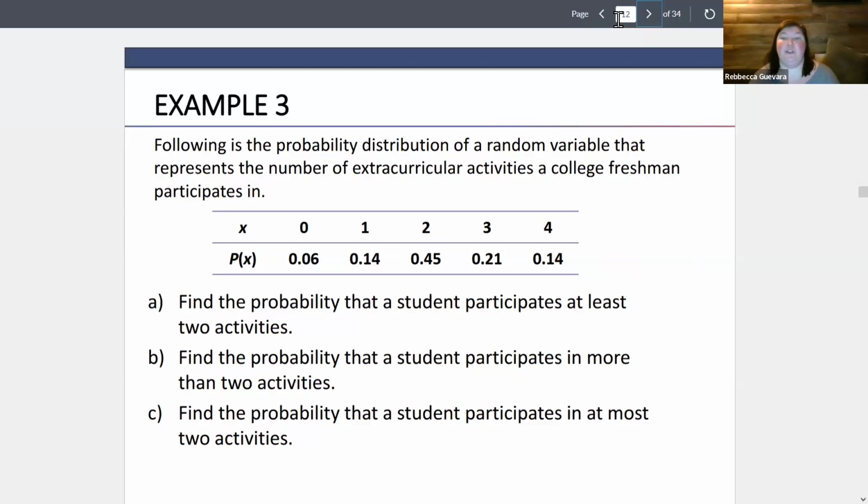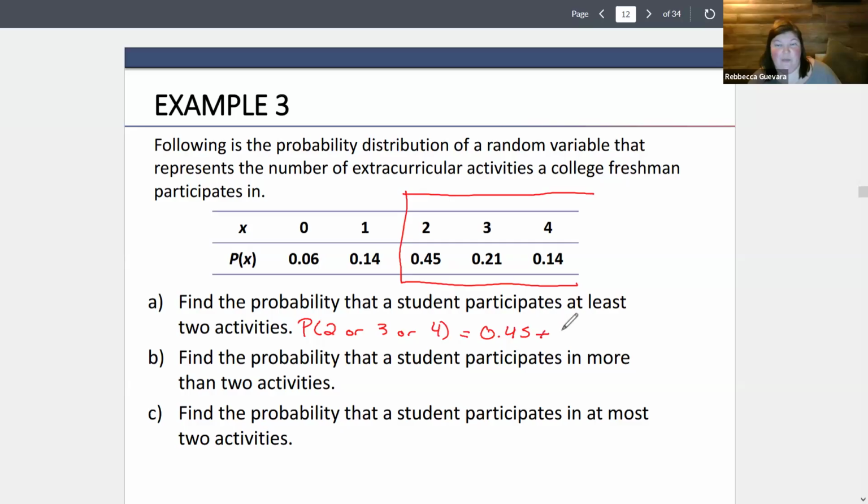The following is a probability distribution of the random variable that represents the number of extracurricular activities a college freshman participates in. So part of this is just to get some terminology out there and understand the wording. We want to find the probability that a student participates in at least 2 activities. At least 2 activities means that at the lowest is 2 activities. So this is either 2 or 3 or 4 activities. So that's 0.45 plus 0.21 plus 0.14.